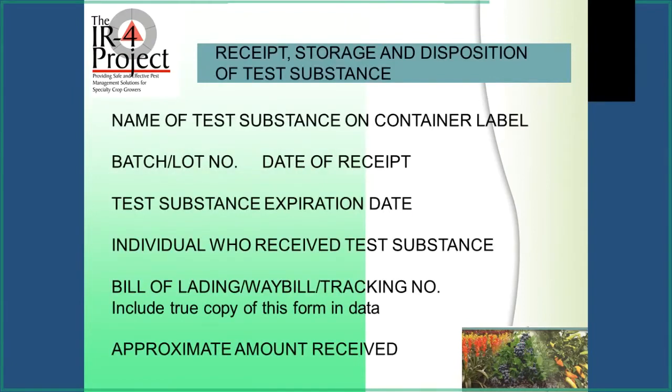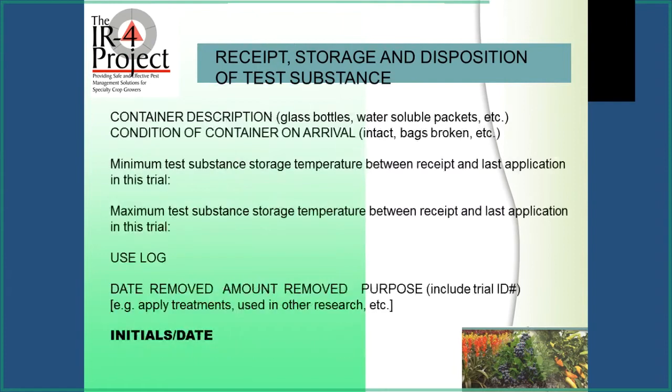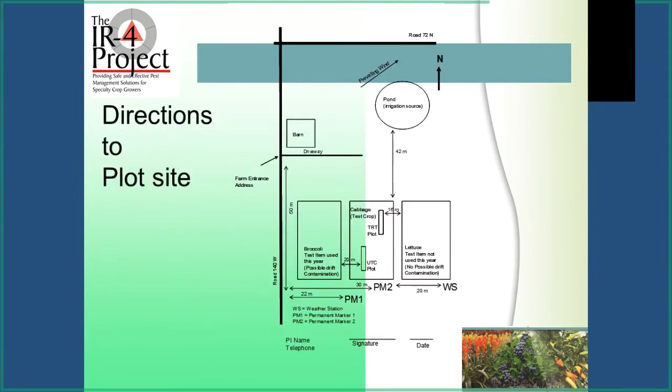So some of the information they had to collect was on the name of the test substance, the batch lot number, the test substance expiration date, who received it, any tracking information, and the approximate amount received. Next slide, please. A description of the container, and this is all information that you will be prompted to include in the field data notebook. Next slide, please. There's a space to put in a map, and this is an example. This is for directions to how to get to the test site. Next slide, please.